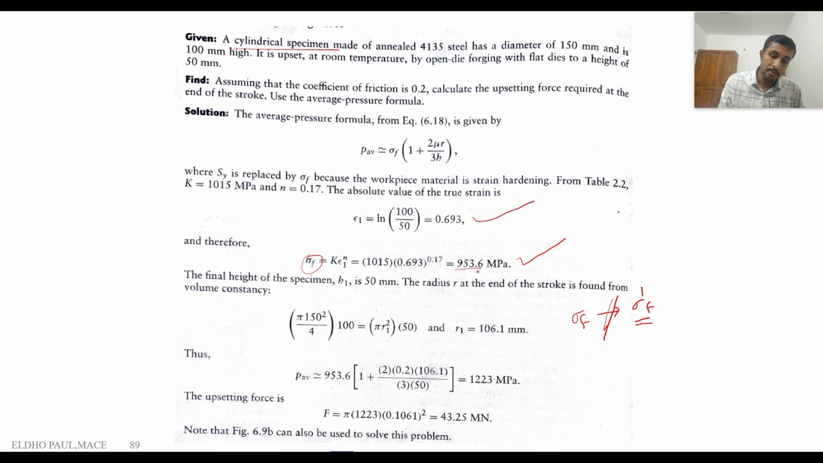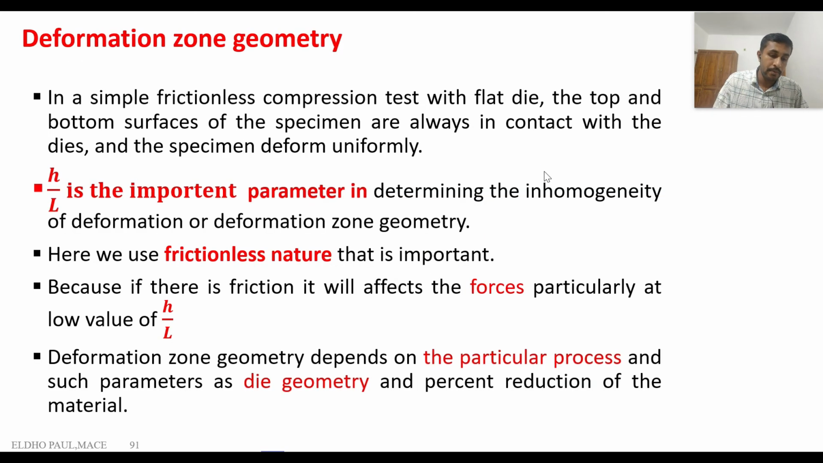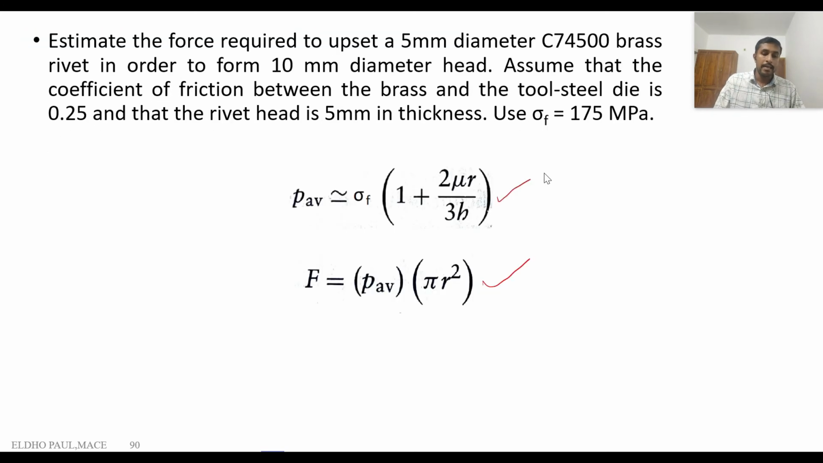We can directly substitute the sigma f value. Sigma f is 953 is substituted here, and mu value is given. All other values are given. We can calculate the pressure average. From that, we can calculate the force required for the forging. So similarly, you can do different problems. So you can do this problem. So that is about the analysis and the calculation of the forging load under 3 cases.